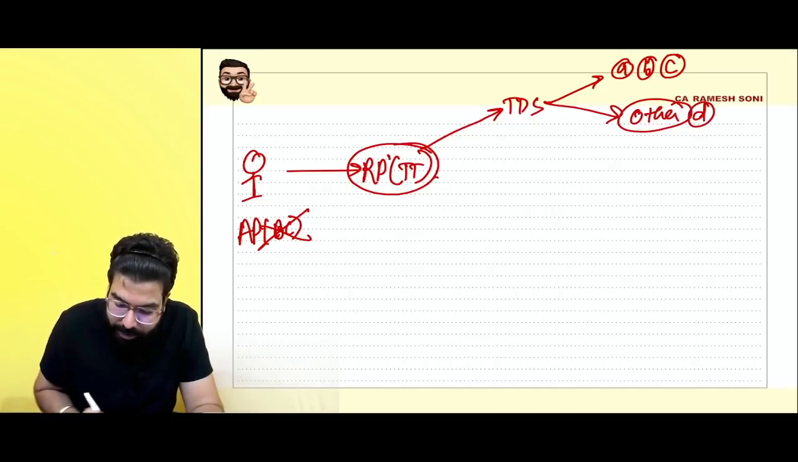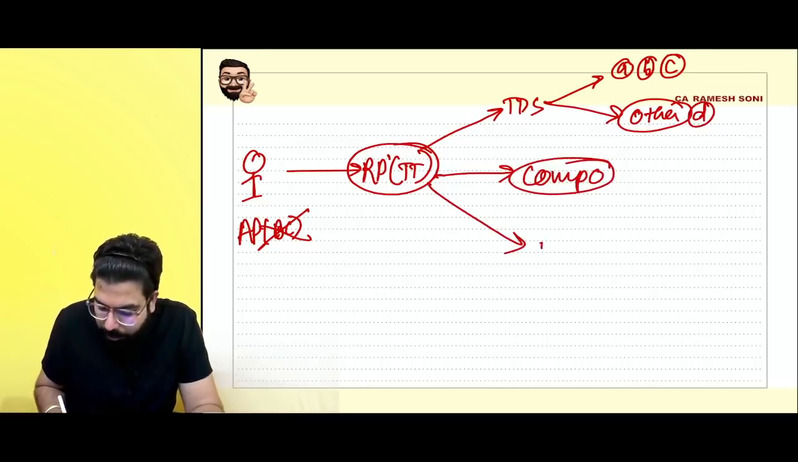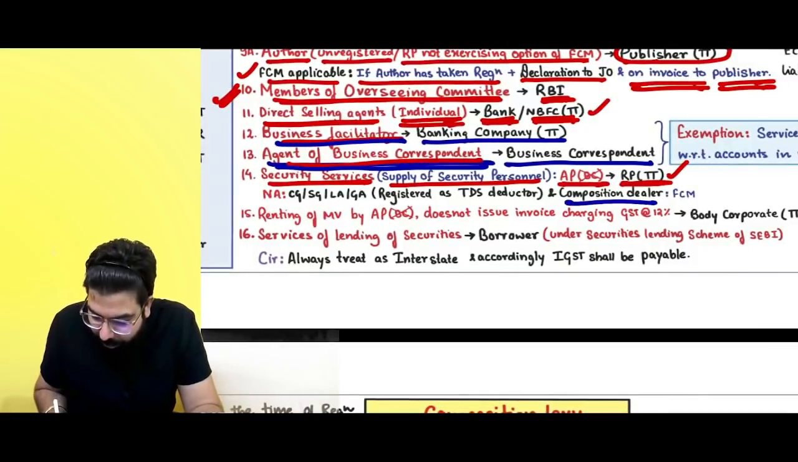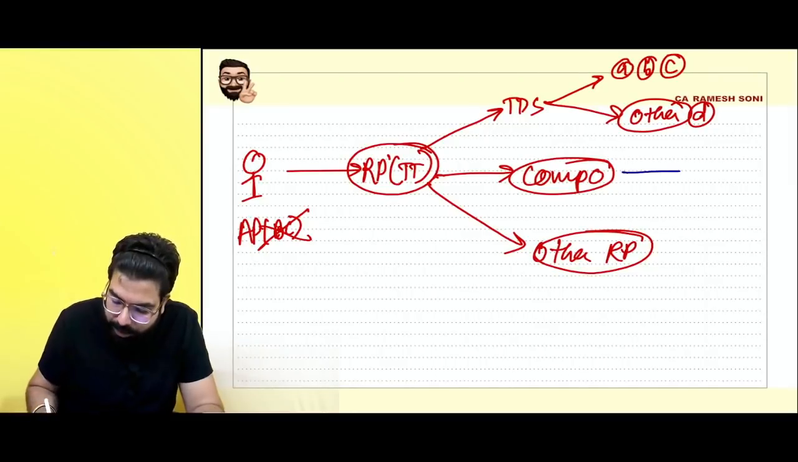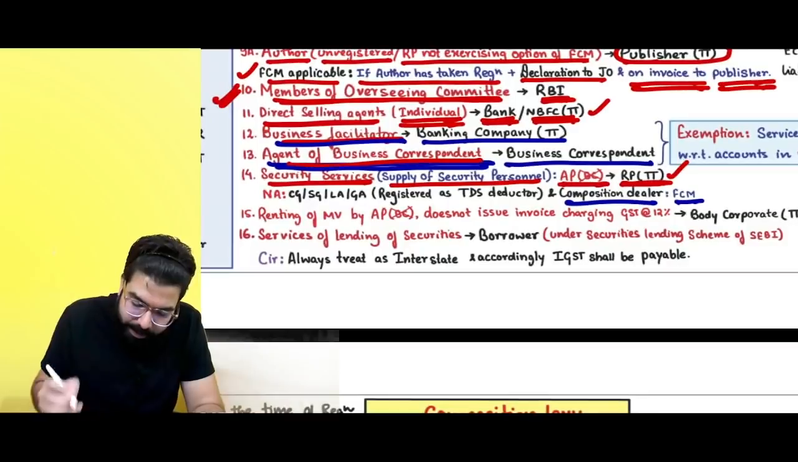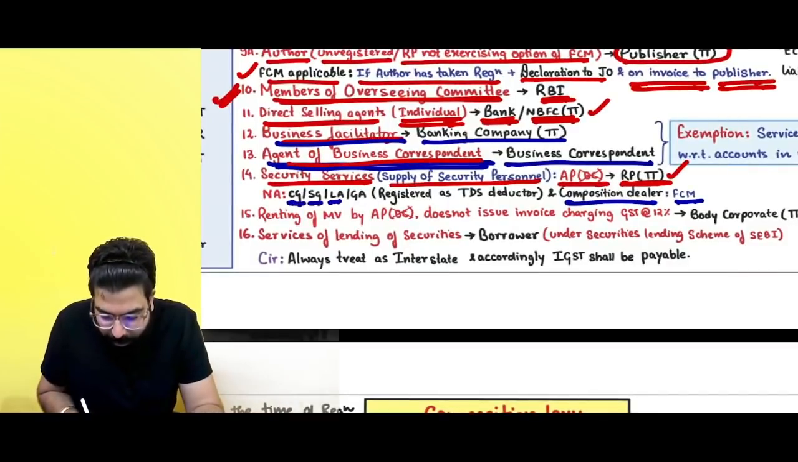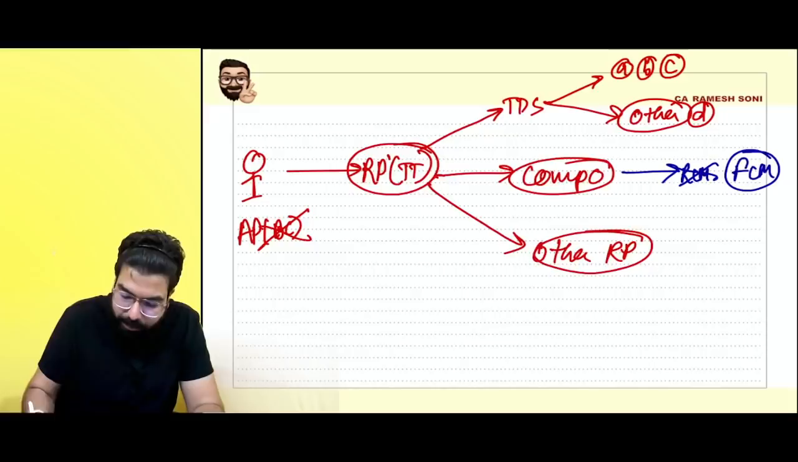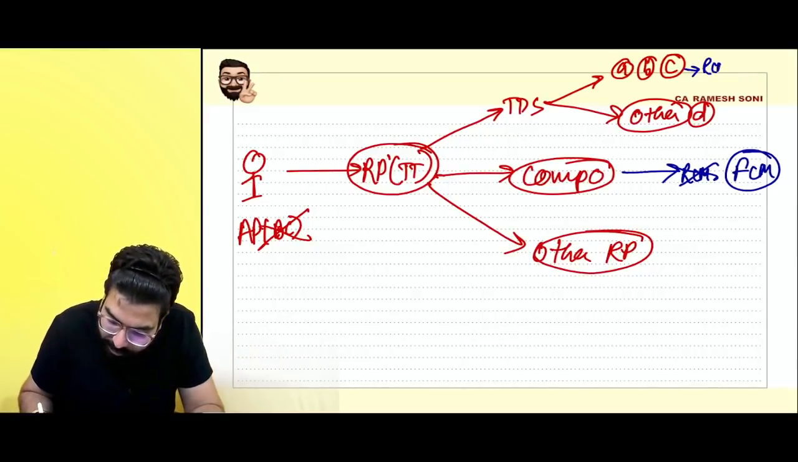Yes sir, TDS deductor done. There can be a composition dealer, and there can be other registered persons. In this scenario you will always have to remember: in the case of a composition dealer, RCM is not applicable, forward charge mechanism applies. Central government, state government, local authority and governmental agencies registered as TDS deductor. So only in the first three categories forward charge mechanism applies. Here reverse charge mechanism is not applicable, forward charge mechanism is applicable.